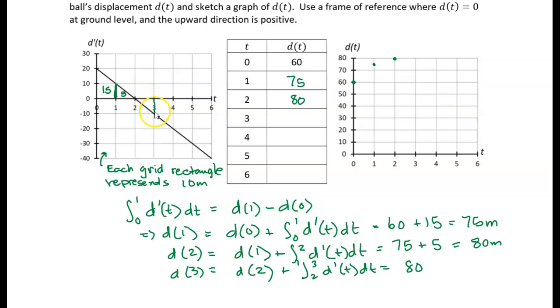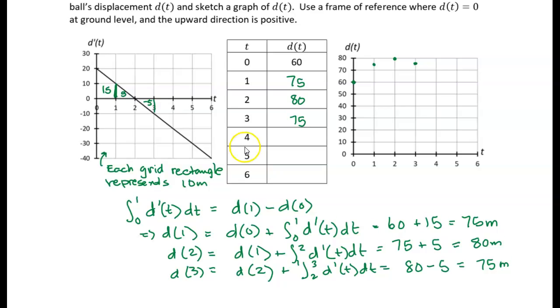So I can look at the area from 2 to 3, and it's going to be a negative 5. Okay, so now negative 5. So I'm going to subtract 5, add a negative 5. So now I'm back down at 75 meters. All right, so if I want to graph it, it's here, and I'll fill in the table.